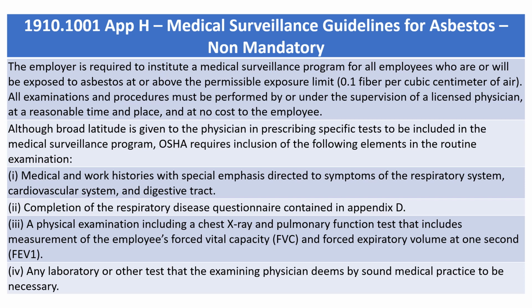1. Medical and work histories with special emphasis directed to symptoms of the respiratory system, cardiovascular system, and digestive tract. 2. Completion of the respiratory disease questionnaire contained in Appendix D. 3. A physical examination including a chest X-ray and pulmonary function test that includes measurement of the employee's forced vital capacity, FVC, and forced expiratory volume at 1 second, FEV1. 4. Any laboratory or other test that the examining physician deems by sound medical practice to be necessary.